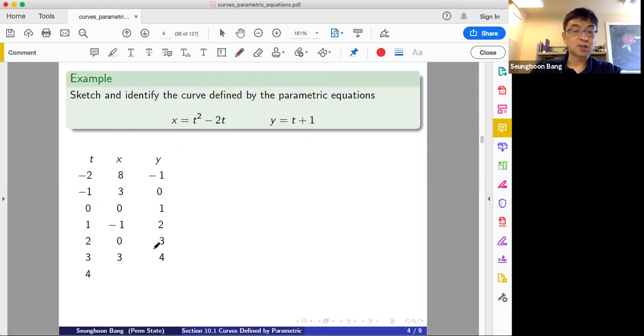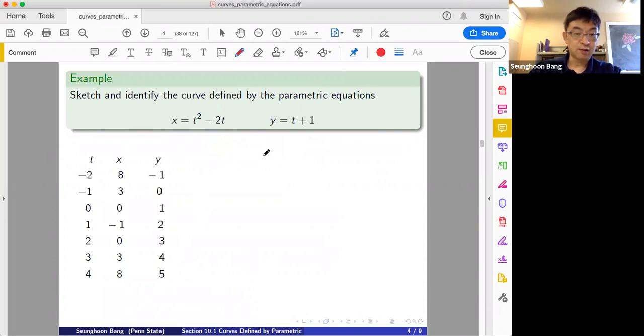Next one. Last one, you plug 4 into here. 4 squared minus 2 times 4. So we have 16 minus 8. We have 8. You plug 4 into here. 4 plus 1 is 5. So like this. The next thing, I'm going to sketch the graph.